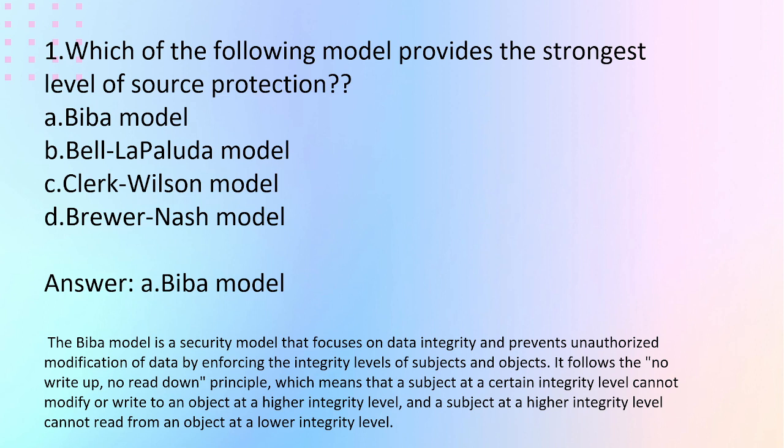It follows the no write up, no read down principle, which means that a subject at a certain integrity level cannot modify or write to an object at a higher integrity level, and a subject at a higher integrity level cannot read from an object at a lower integrity level. So the answer is the Biba model.